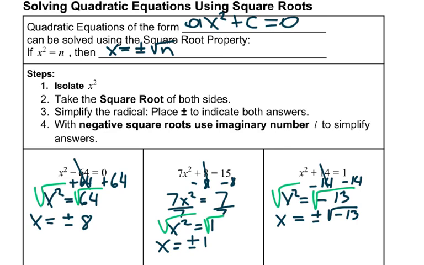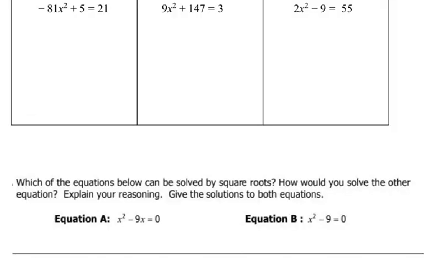which tells me I'm going to have an imaginary number there, and I can rewrite it as positive and negative square root of negative 1 times square root of 13. And I know that the square root of negative 1 turns into i, so now I have positive and negative square root of 13 times i. The i is not under the square root, it's actually next to it.